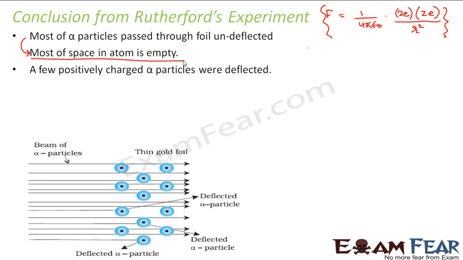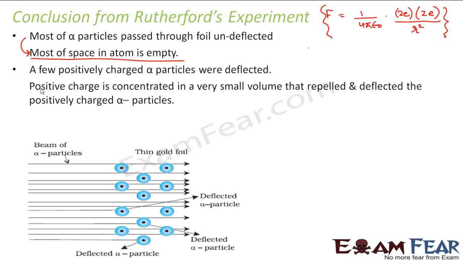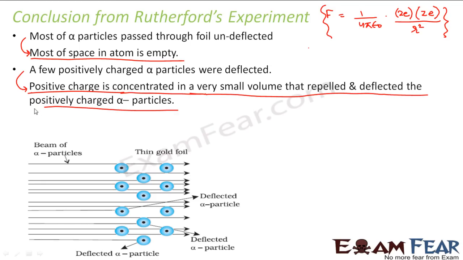His next observation was that a few positively charged alpha particles were deflected. So this we discussed in the previous slide. For this he concluded that positive charge is concentrated in a very small volume inside the atom that repelled and deflected the positively charged alpha particle, right? And this small positive charge, which was concentrated in a very small volume inside the atom, constituted the nucleus, right?